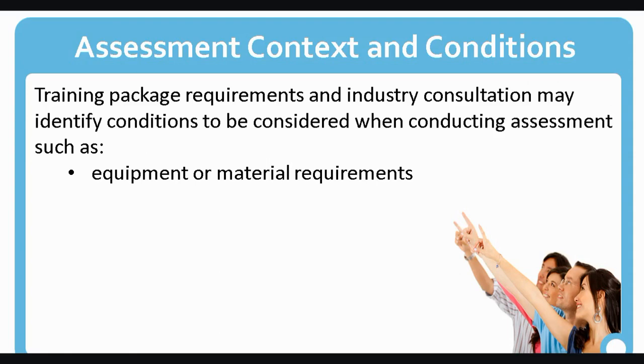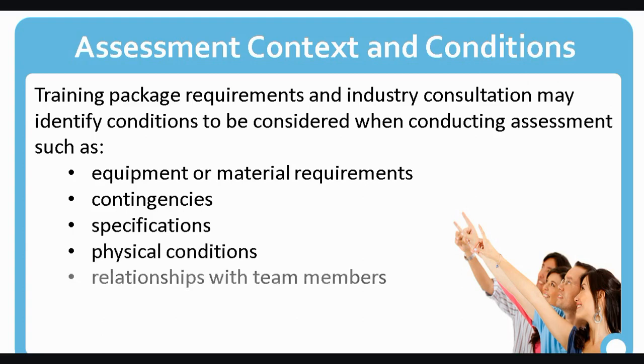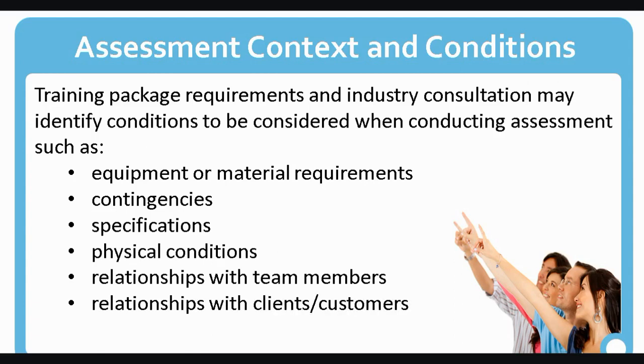It might include things like the equipment or material requirements. We might get guidance about that. It could be contingencies. It could be specifications. It could be specific information that needs to be considered when we're putting together our assessment instruments. It could be the physical conditions. It could be the relationships with other team members. It could be our relationships with clients and customers. We consider all of these things as part of the contextualisation process, and some of that information may be looking at us in the assessment conditions within a unit of competency.